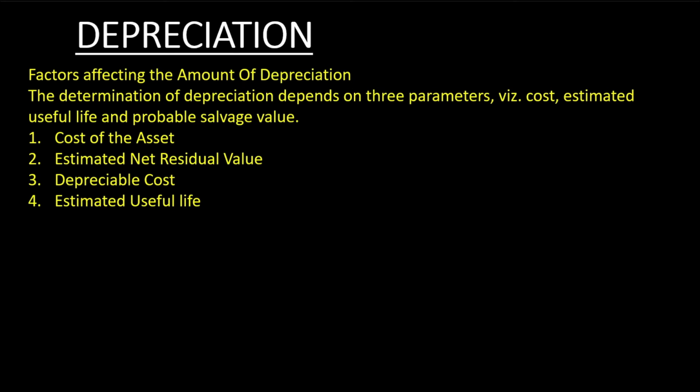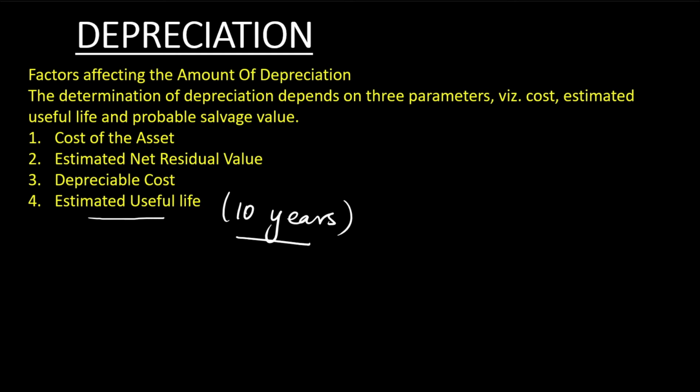Let's go to the next one, estimated useful life. Now estimated useful life, as the name itself states, is the period for which the machine will be serving the firm, which is 10 years. So the life of the machine is 10 years. So this is the useful life.